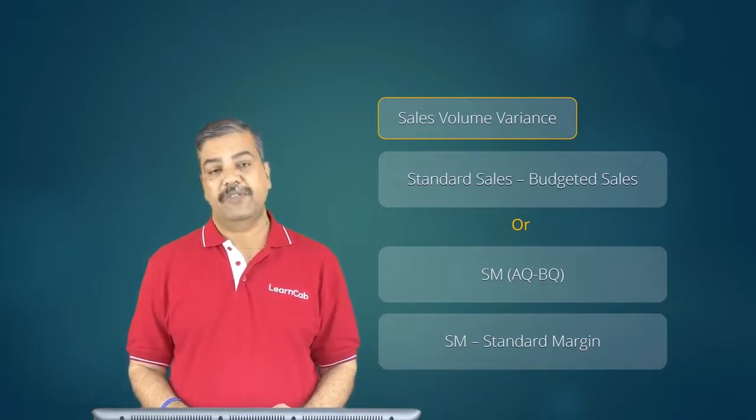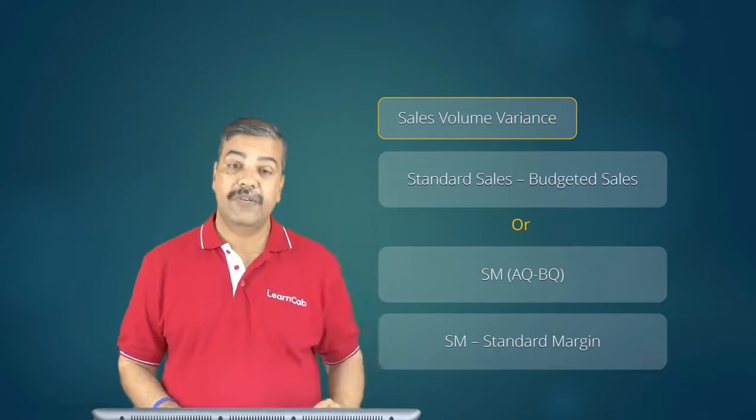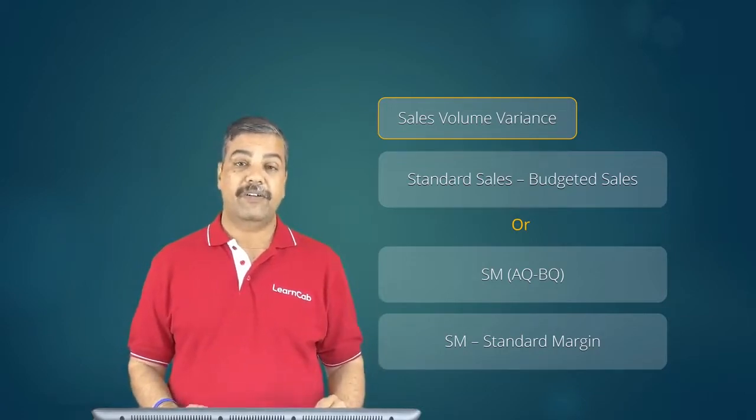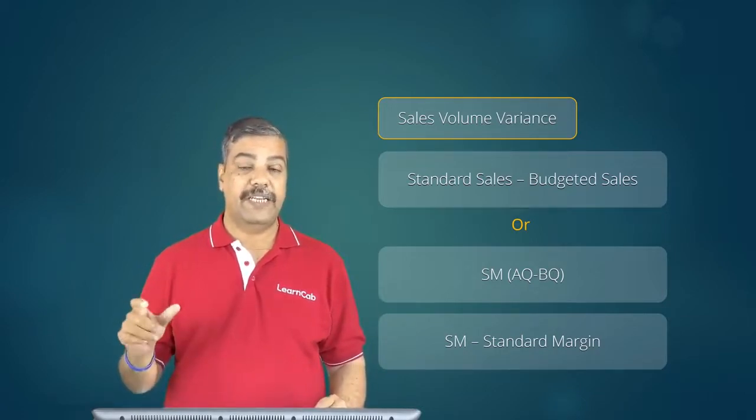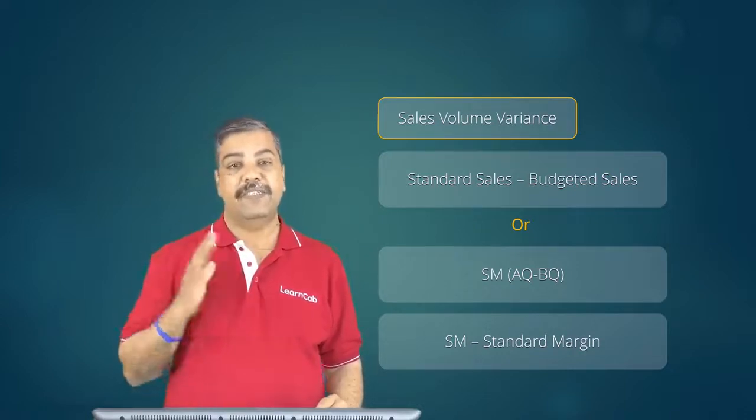That is called as SM. So standard margin is the margin at which you are predicting your sales should be achieved, or the rate at which you need to sell in your future. That is the margin which is fixed at the time of fixing the standards.